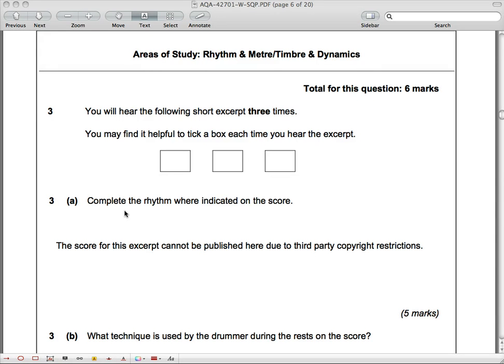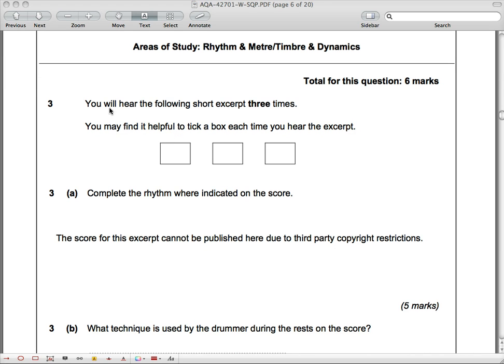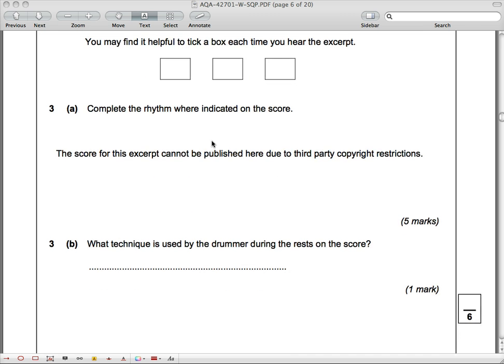So this is the fifth of our videos looking at the AQA specimen GCSE paper, and we're looking now at question 3. So you can see it says question 3, you will hear the following excerpt 3 times. You may find it helpful to tick a box each time you hear the excerpt, so that's just like the previous questions. And then question 3a says to complete the rhythm where indicated on the score.